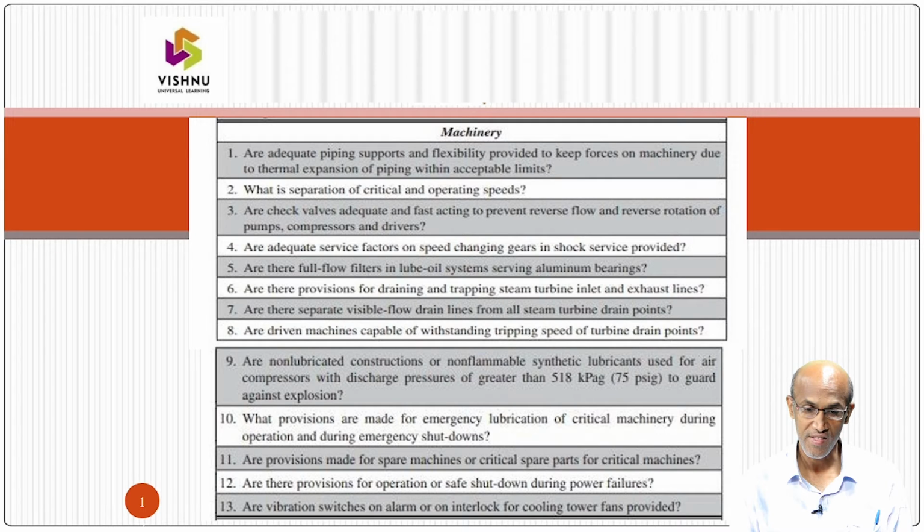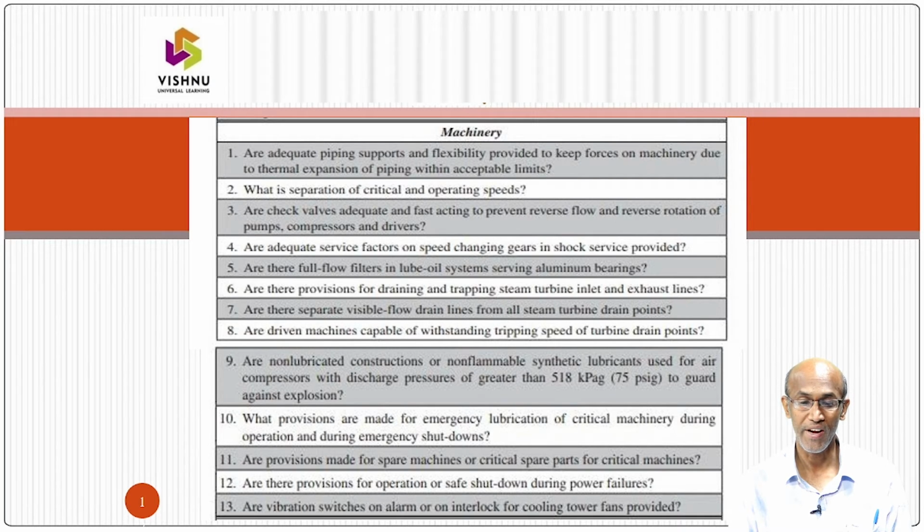Are there provisions for draining and trapping steam turbine inlet and exhaust lines? Are there separate visible flow drain lines from all steam turbine drain points? Are driven machines capable of withstanding tripping speed of turbine drain points?